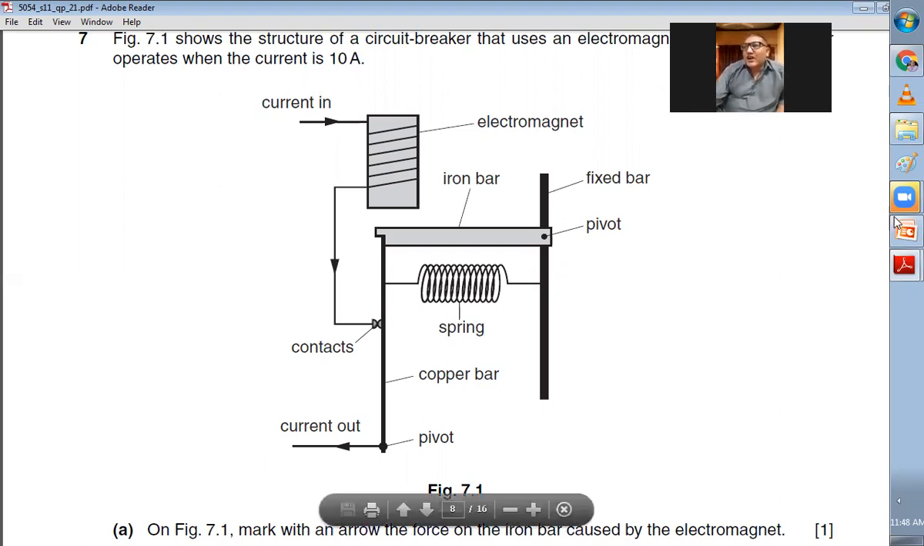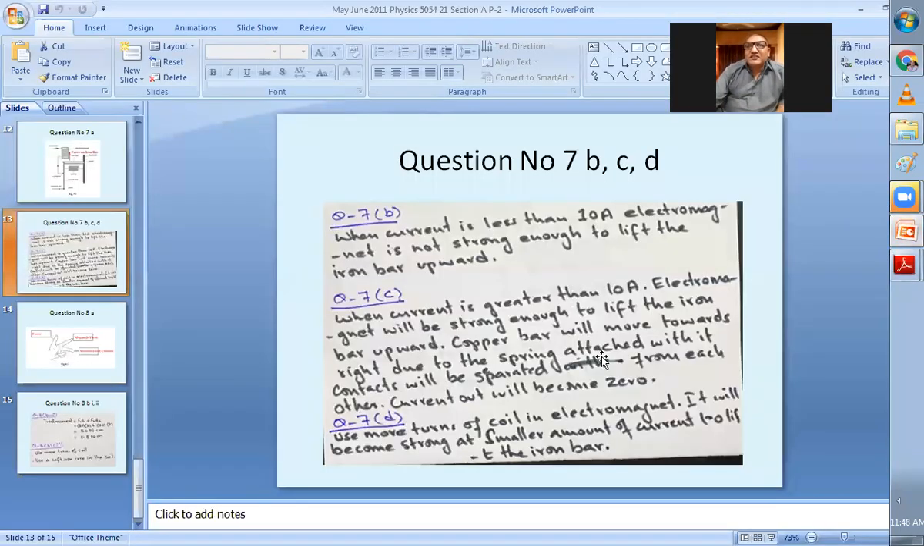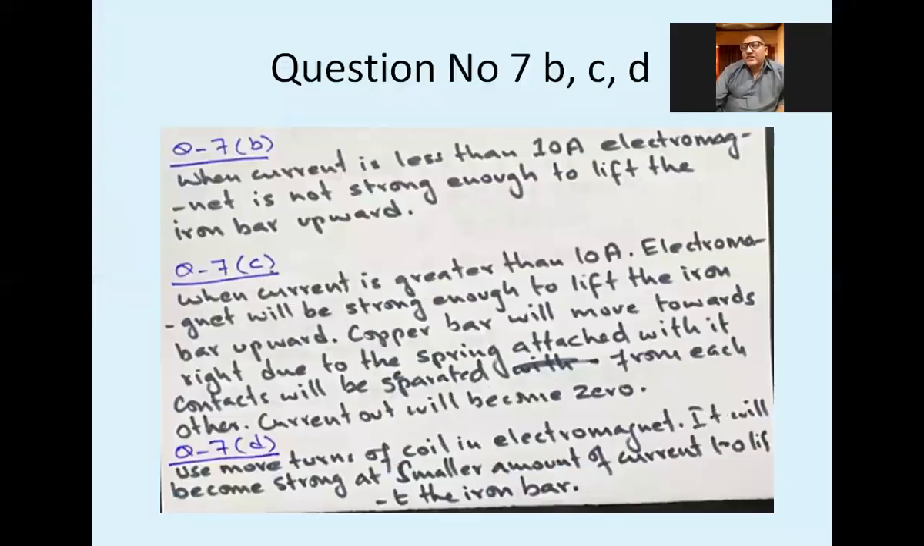Let me show you. I have also written this answer. So let's see. This is on your screen. The answer is showing question number 7C part. When current is greater than 10 ampere, the electromagnet will be strong enough to lift the iron bar upward.